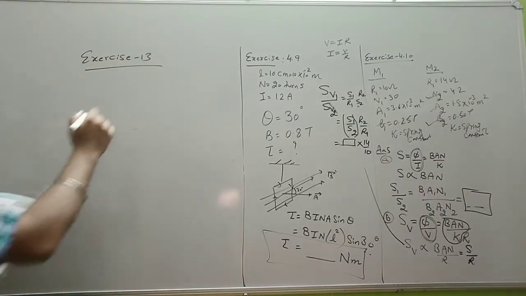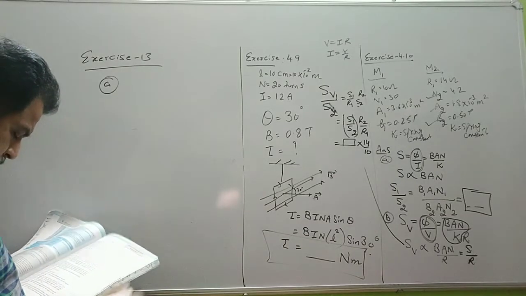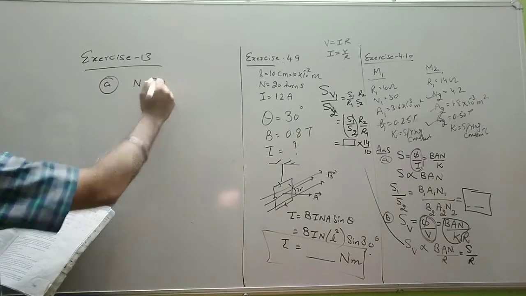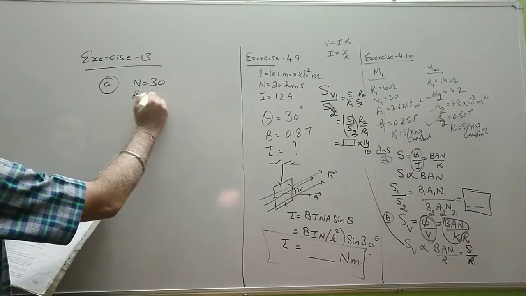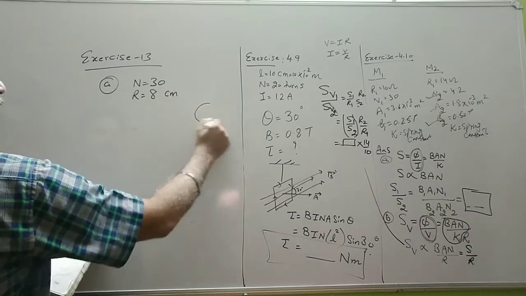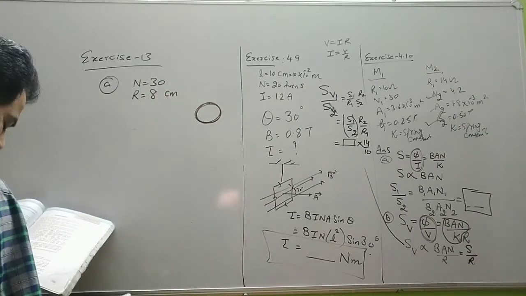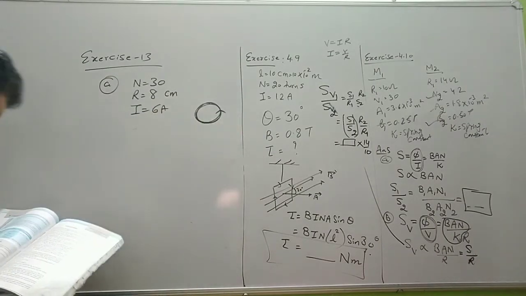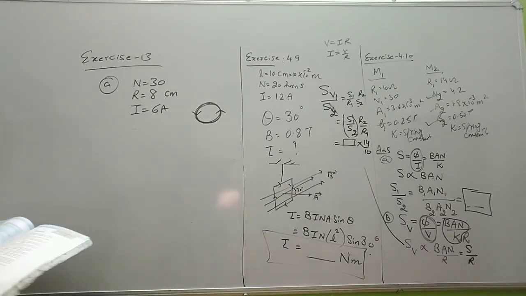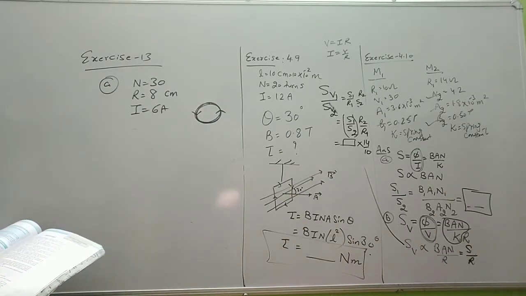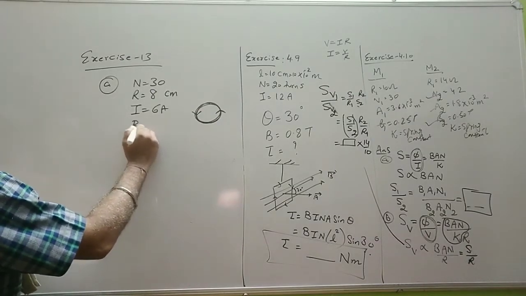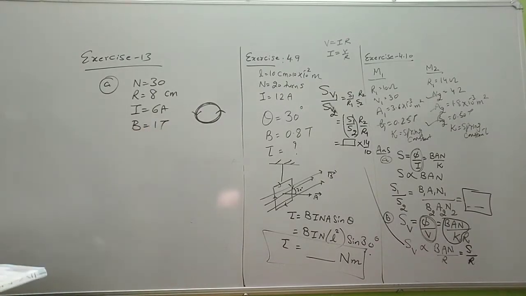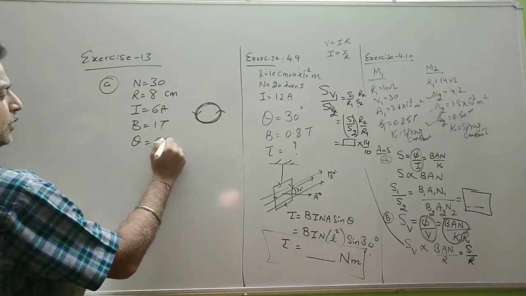So we have a circular coil whose turns are 30 and the radius is 8 centimeter. The coil having 30 turns carries a current of 6 ampere. So current is flowing in this coil, which is suspended vertically in a uniform horizontal magnetic field of magnitude 1 Tesla. So B is equal to 1 Tesla. The field makes an angle of 60 degree with the normal of the coil. So theta is equal to 60 degree.